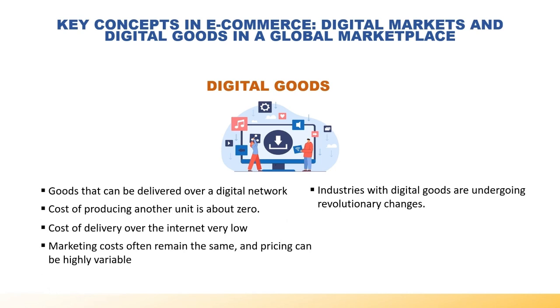Music tracks, video, Hollywood movies, software, newspapers, magazines, and books can all be expressed, stored, delivered, and sold as purely digital products. In general, for digital goods, the marginal cost of producing another unit is about zero. However, the cost of producing the original first unit is relatively high. In fact, it is nearly the total cost of the product because there are few other costs of inventory and distribution. Costs of delivery over the internet are very low. Marketing costs remain the same, and pricing can be highly variable.